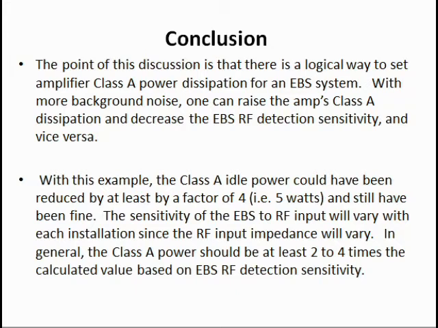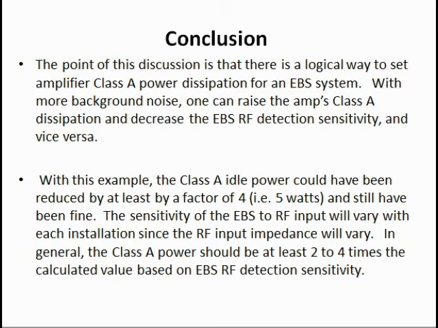Otherwise, even though we're dissipating a little bit of power in the amplifier, we're still not going into Class AB all the time. On the other hand, if we want to get maximum reduction in dissipation, we can lower the electronic bias system sensitivity and thereby lower the power dissipation we require in Class A mode.